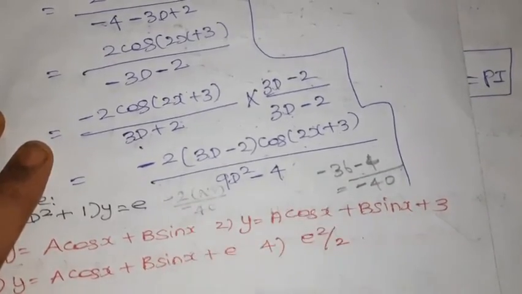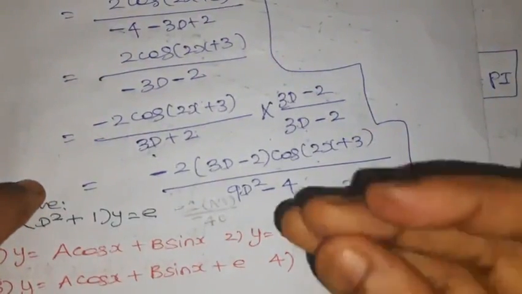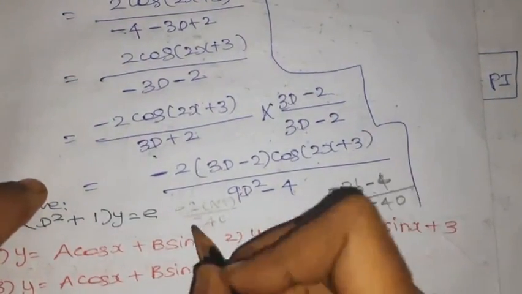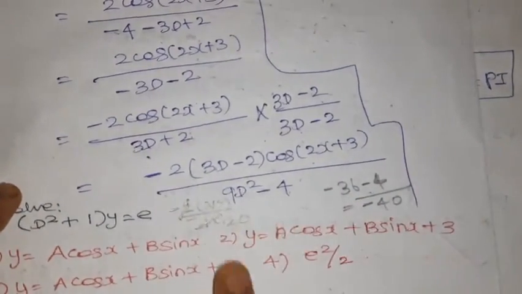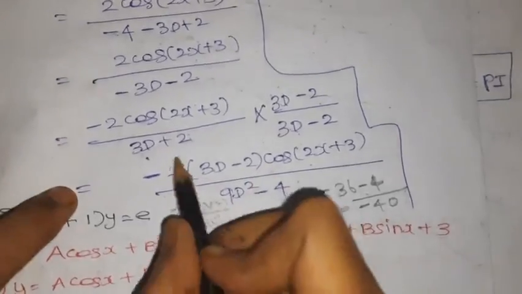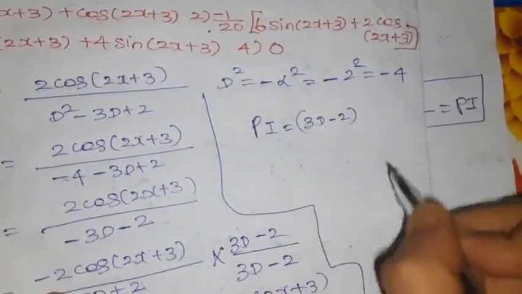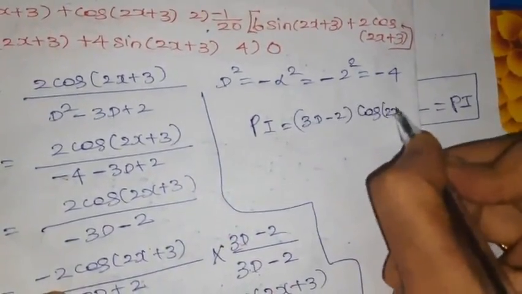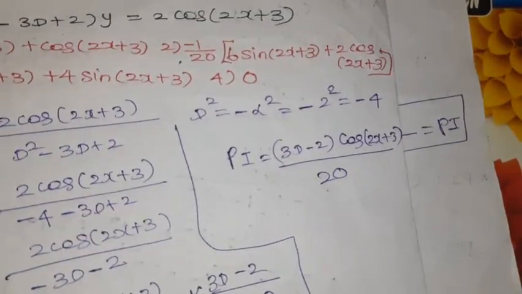So I don't want to repeat these steps again, so I am just solving this. Minus and minus cancel 20. In the numerator term, we will cancel these two. So 3D minus 2 PI equal to 3D minus 2 into cos of 2x plus 3 divided by 20 in the denominator. For that only I am just simplifying to avoid repeating the steps.